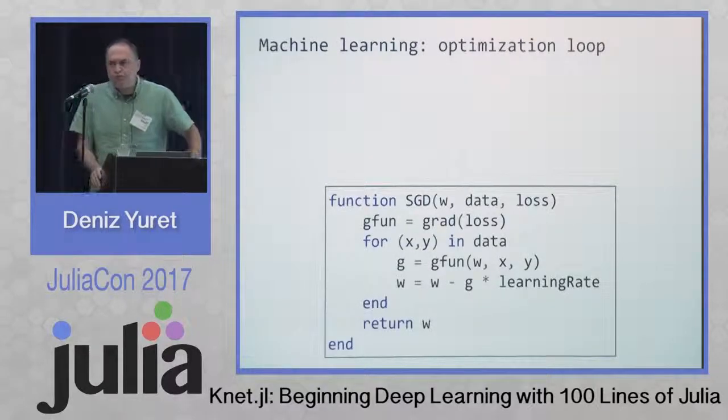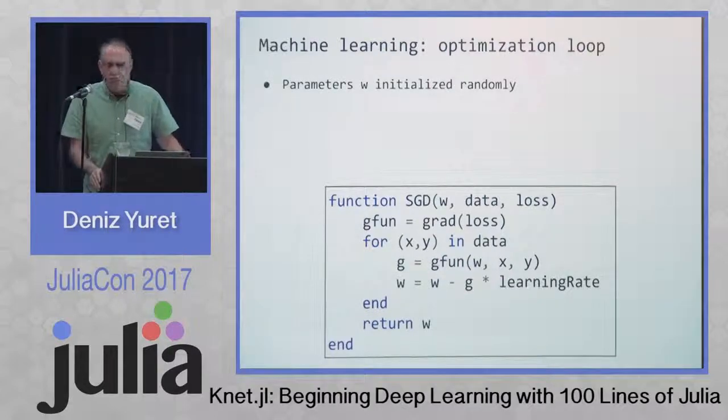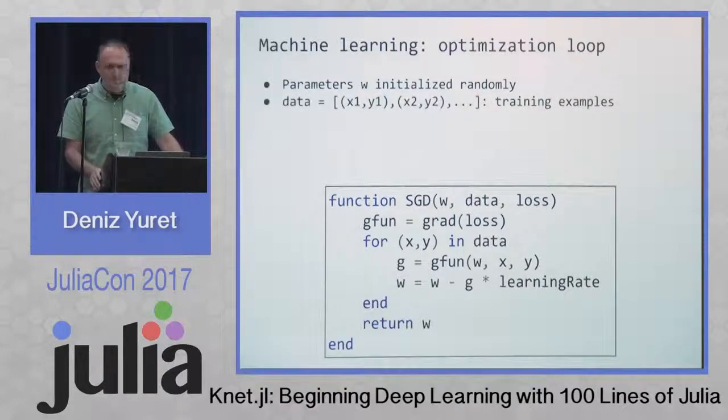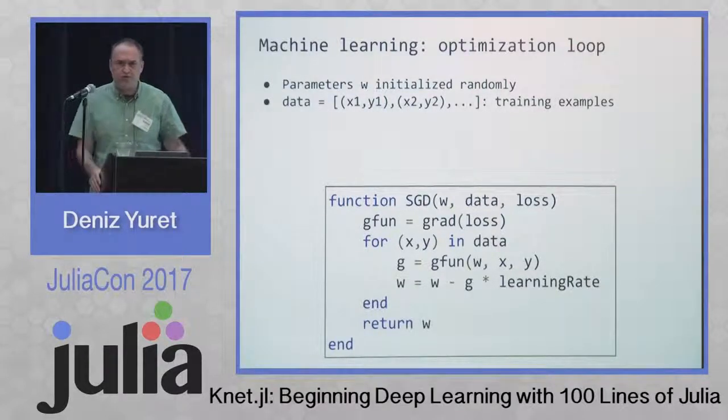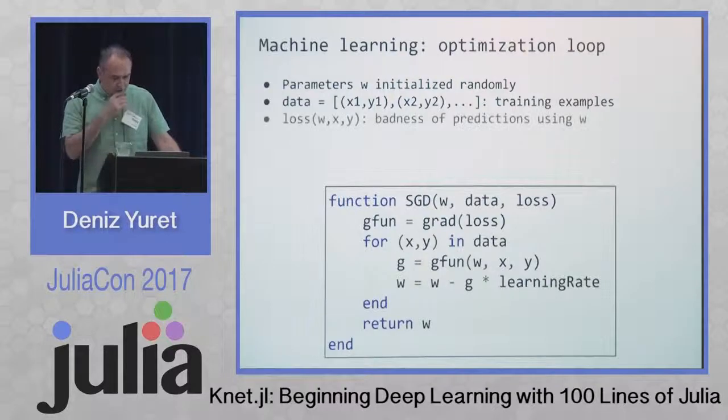And then once we have the loss function, we basically write some sort of optimization loop. Typically in deep learning models, stochastic gradient descent is used. So I'm going to go over this code a little slowly. W, the first parameter, is the parameters of the model, and they're typically initialized randomly. Data here, in this way of writing the code, is basically an array of tuples, and each tuple is an XY pair. They're training examples.